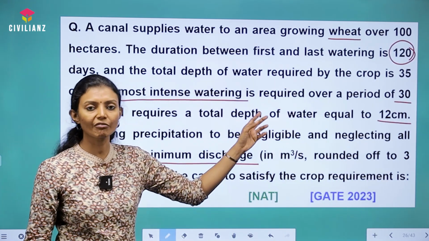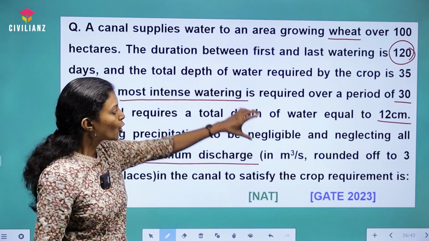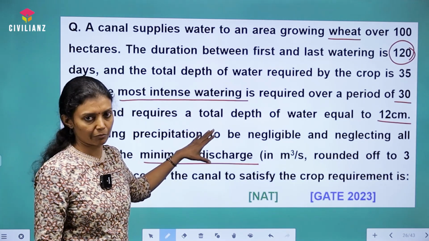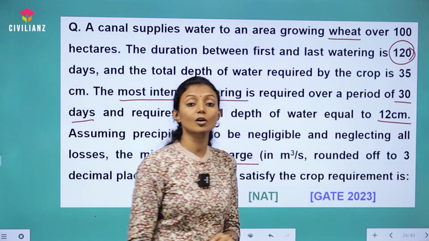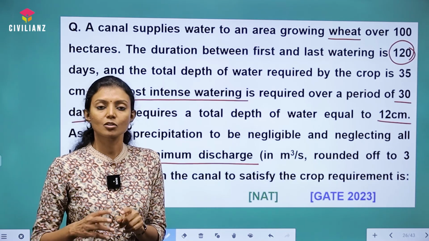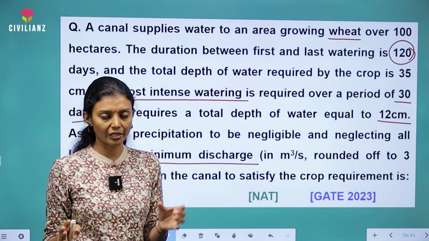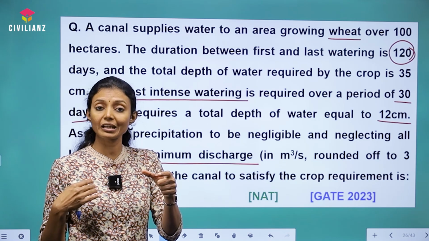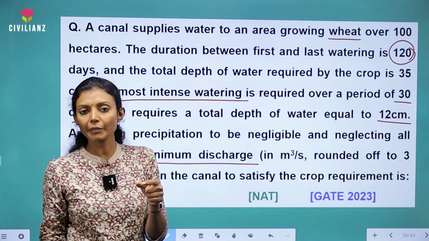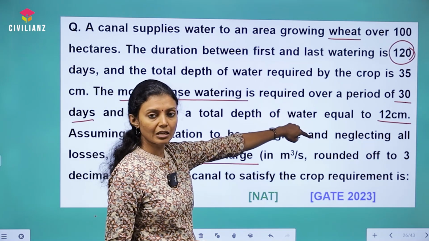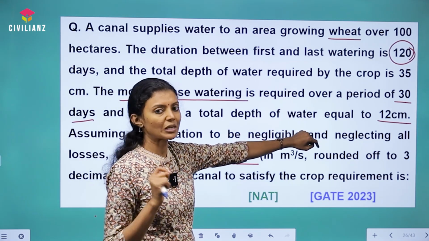Now we are going to divide this 120 days into the most intense watering time period and the remaining time period. Most intense watering is required during a period of 30 days. So what is the remaining days? 90 days, because we have a total of 120 days. During 30 days you are providing intense watering, and for the remaining 90 days you are providing normal watering. During these 30 days you should provide a depth of 12 centimeter.